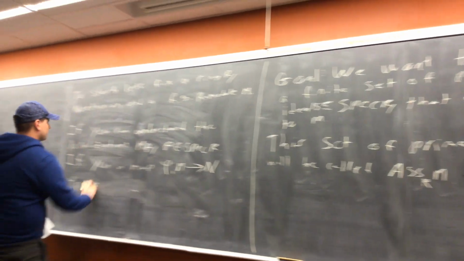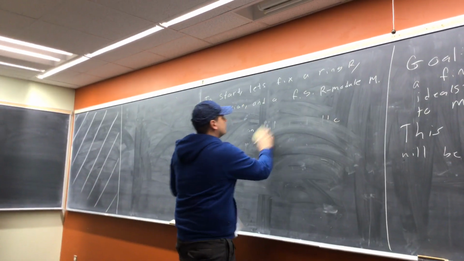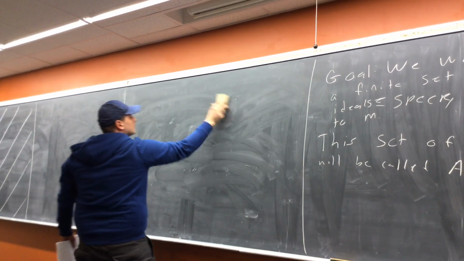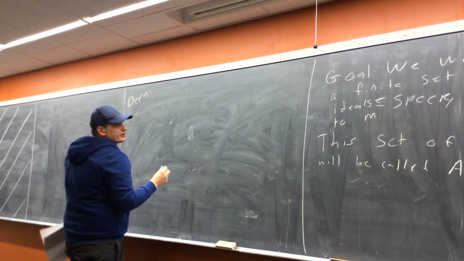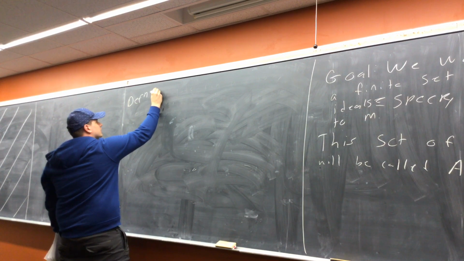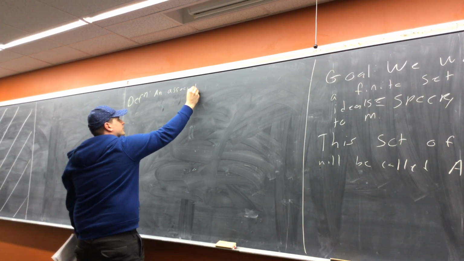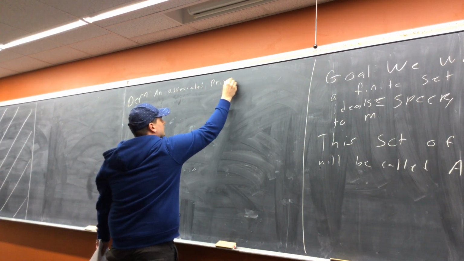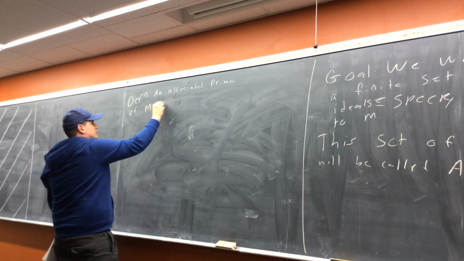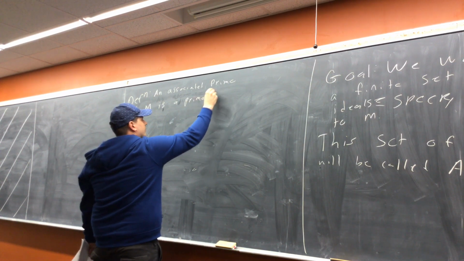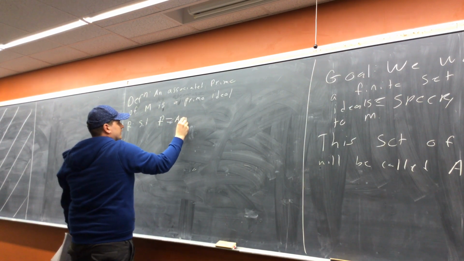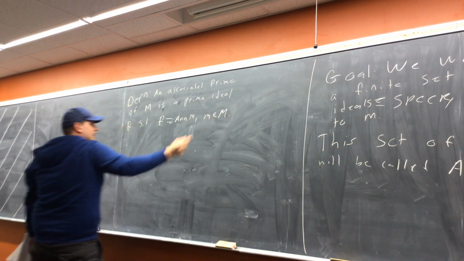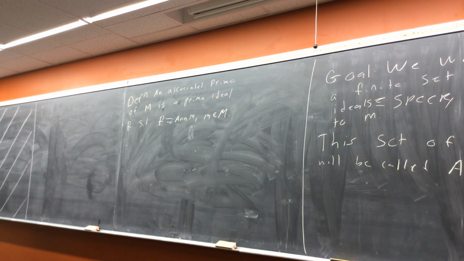Okay. Let's just see what they are. So again, R Noetherian, M finitely generated. An associated prime of M is a prime ideal P such that P is equal to the annihilator of some element of M. So that's what an associated prime is.